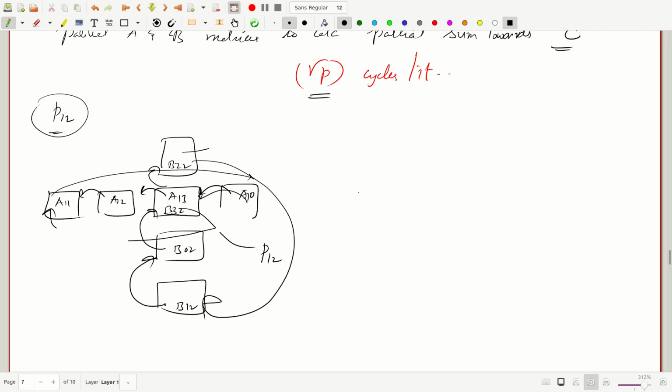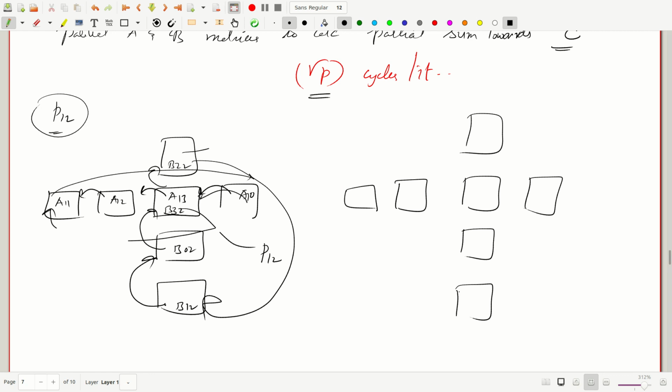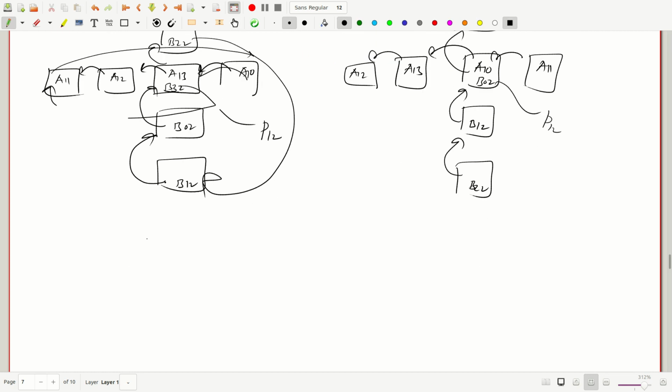Then in the next iteration, if I draw the process again, 1, 2, 3, 4, we would have received. This process would hold a copy of A12. This would be A13, this would be A10, and this would be A11. Similarly, this would be B32, and then this would be B02, then B12, and then B22. That means again A10 needs to be multiplied with B02 on process 1, 2, and so on. After this, these A's will be shifted in a row to the left and receive from the right, and B will be shifted up and receive from the bottom. After this we have 2 more iterations left, which will finish all the calculations in C.